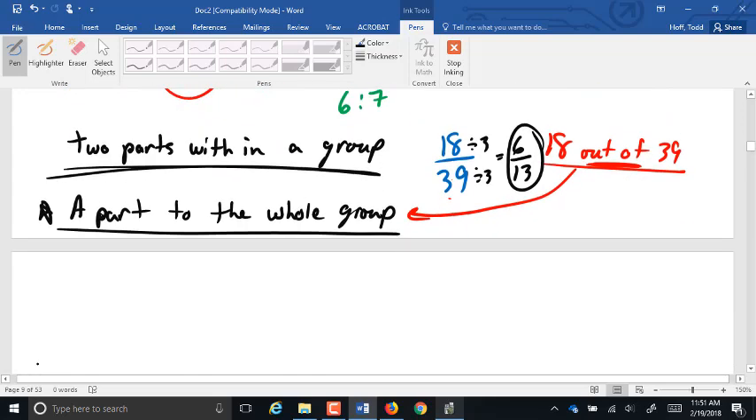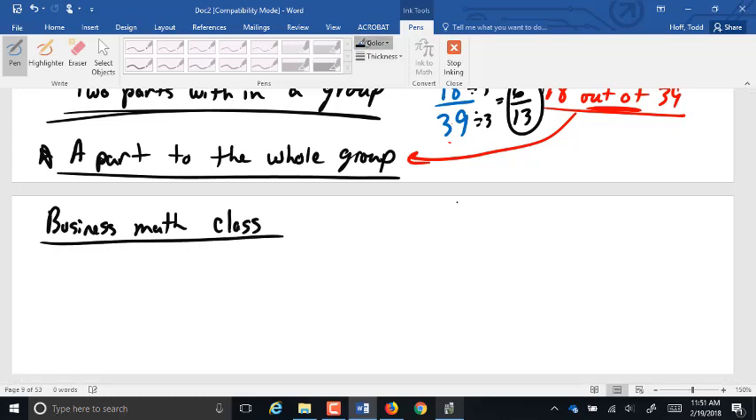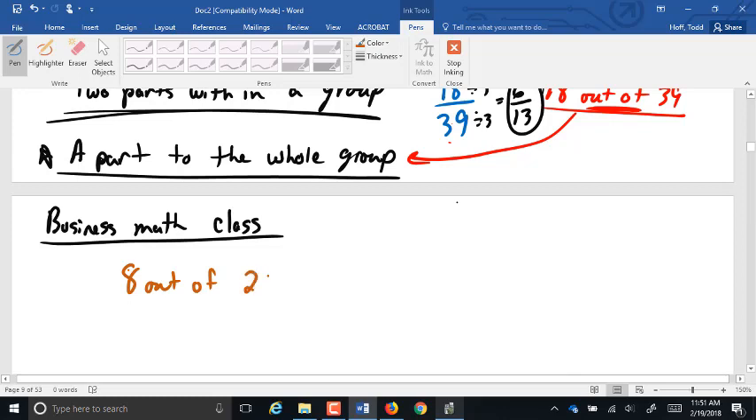And we need to be able to switch it from being a part of the whole to two different parts within that whole by switching that around. For example, let's go to my evening class. I have an evening business math class. And if I were to tell you that 8 out of 28 students earned an A on the last test?